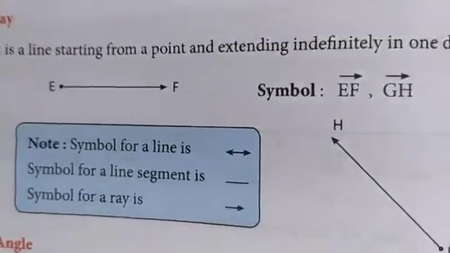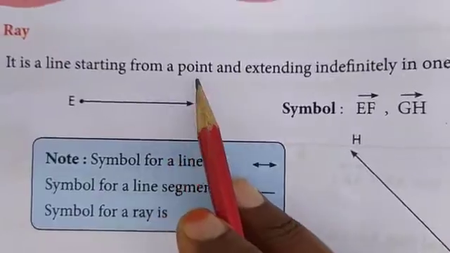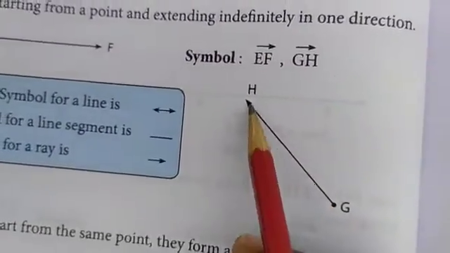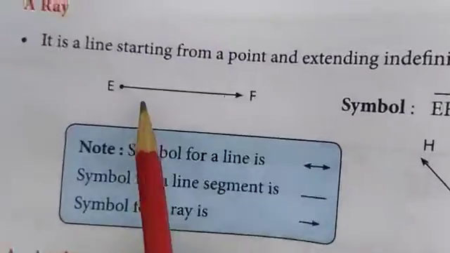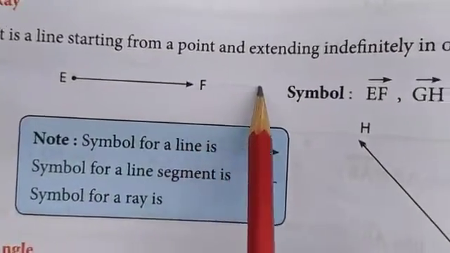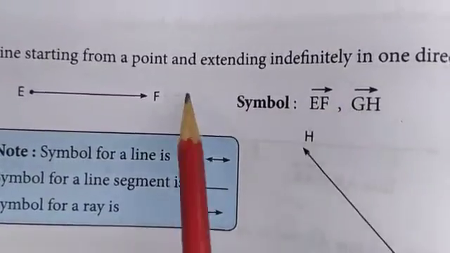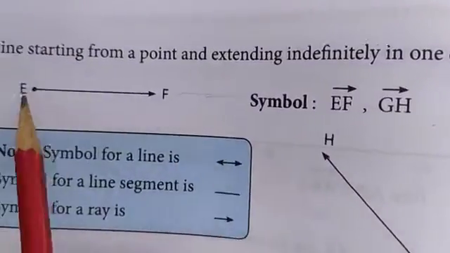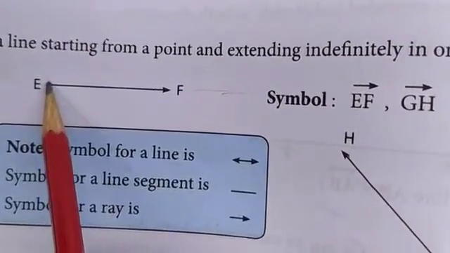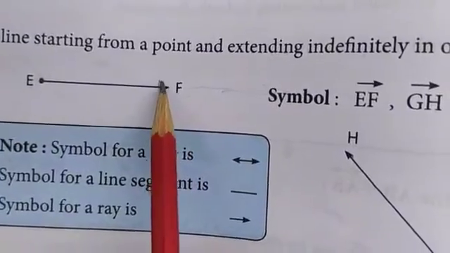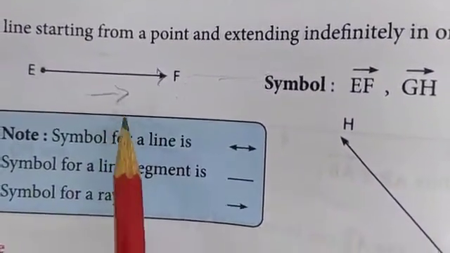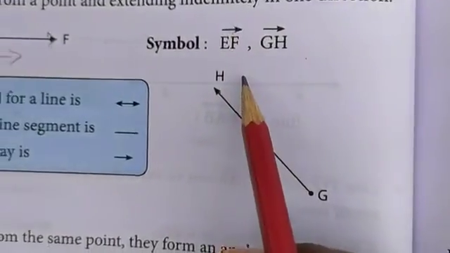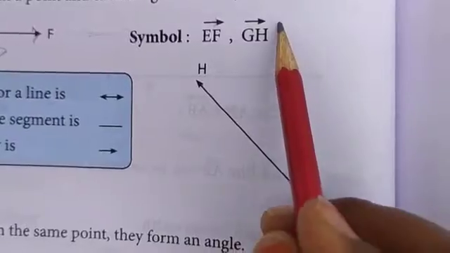Next, about a ray. It is a line starting from a point and extending indefinitely in one direction. This is called a ray, and it can extend indefinitely in one direction. On one side we have a point, and on the other side we have an arrow mark. The symbol of a ray is this one, and we read this as ray EF, ray GH.